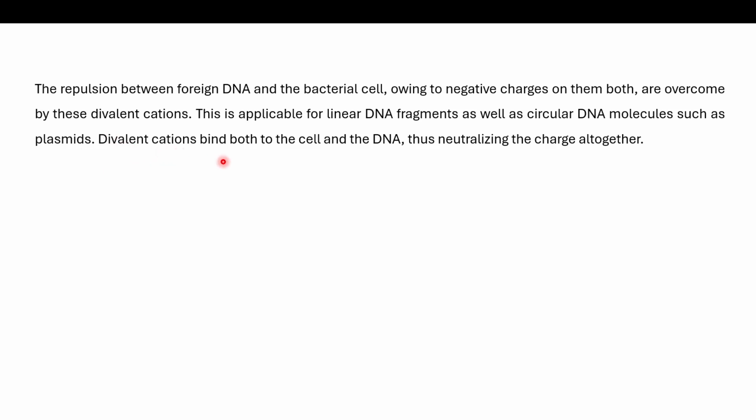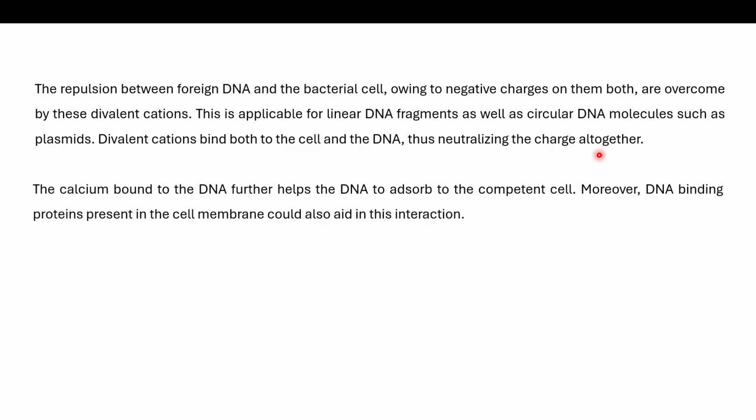Now, divalent cations bind both to the cell as well as the DNA. DNA is definitely negatively charged, but the recipient cell can have both negative as well as positive charges. Right now we are talking about the scenario where the bacterial cell surface is also negatively charged and DNA is definitely negatively charged. When we treat these cells with divalent cations, these cations bind both to the cell surface as well as the DNA, hence neutralizing the charge altogether.